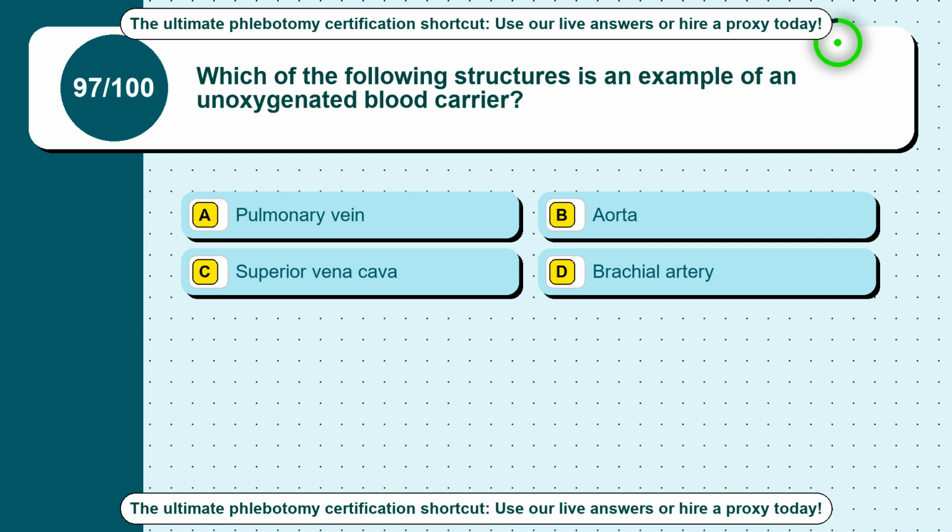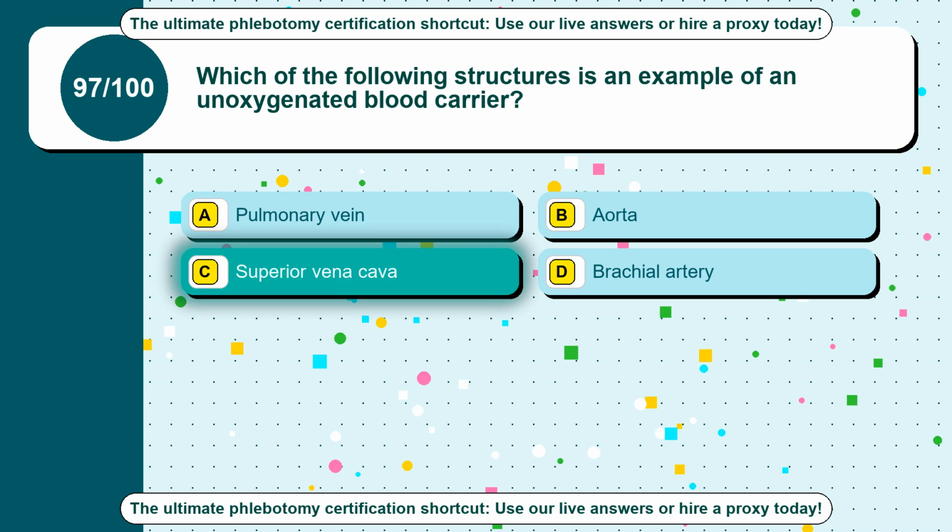Question 97. Which of the following structures is an example of an unoxygenated blood carrier? Option A. Pulmonary vein. Option B. Aorta. Option C. Superior vena cava. Option D. Brachial artery. The correct answer is option C.